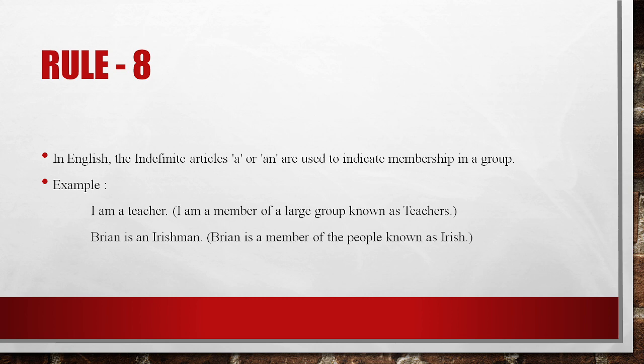Let us pass on to rule 8. In English, the indefinite articles a or an are used to indicate membership in a group. I am a teacher. Brian is an Irishman. So the first one means I am a member of a large group known as teachers. Brian is a member of the people known as Irish. So a or an is used to show that particular membership in a group.